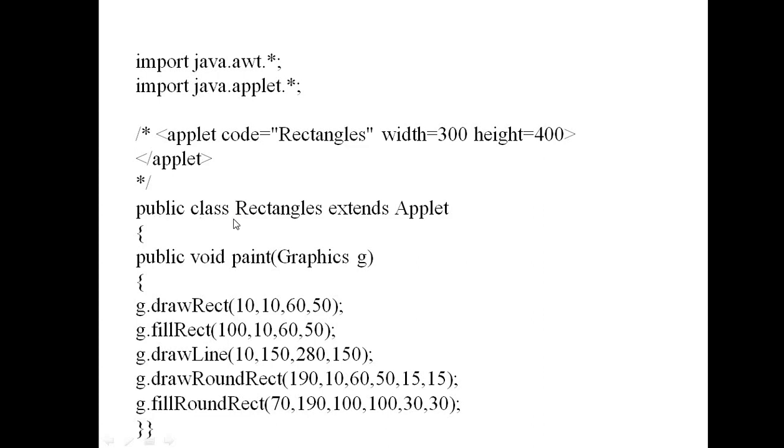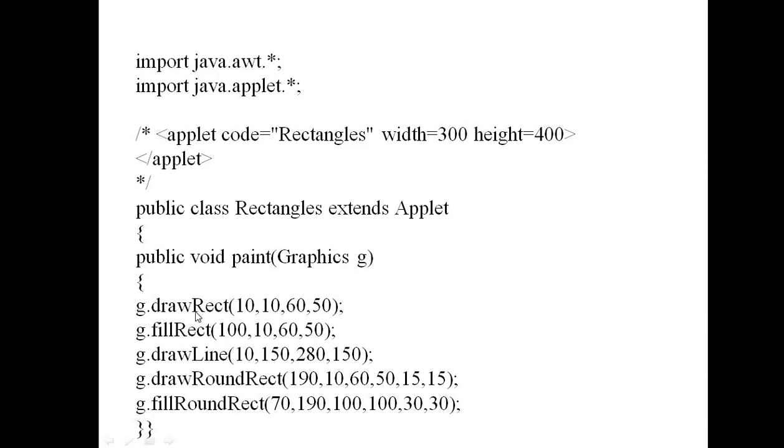We need to create applet code inside an HTML file to display this applet. So this is the public class Rectangles extends Applet. Rectangles is the name of our applet class. Inside the Rectangles applet class we have specified a paint method. So five different methods are there. All are using an instance of the Graphics class object, that is g. So g.drawRect, that is the first method. fillRect, that is the second method.